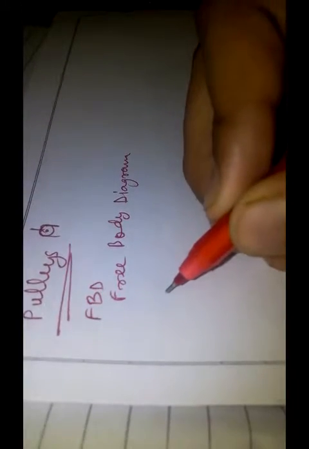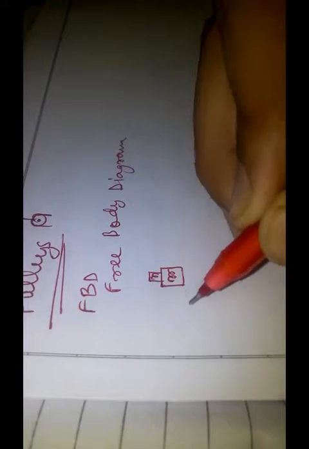So let me first show you. Suppose this is an object of mass m, and this is a smaller object of mass n, and it is kept on a plane where acceleration due to gravity is 10 meter per second square. So how will you draw the FBD of this particular system? This is an isolated system, no external force is acting on it, just its weight itself. So how will we draw?